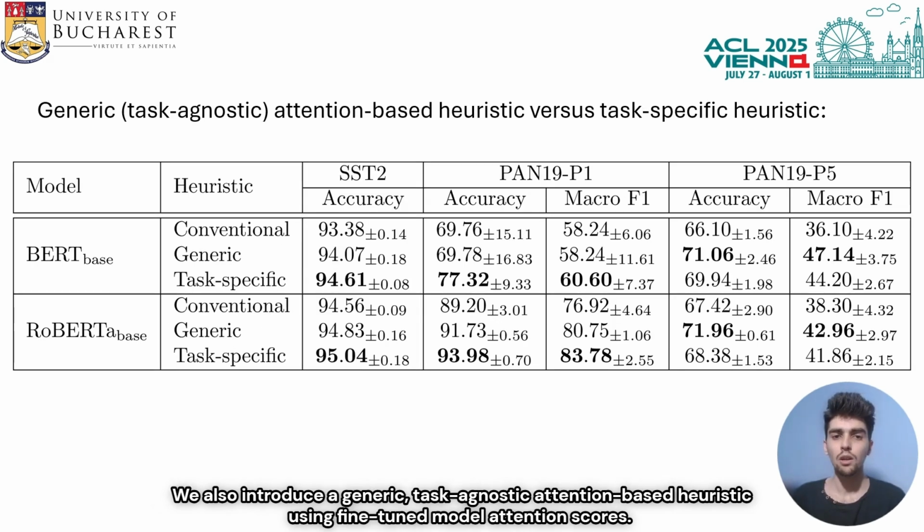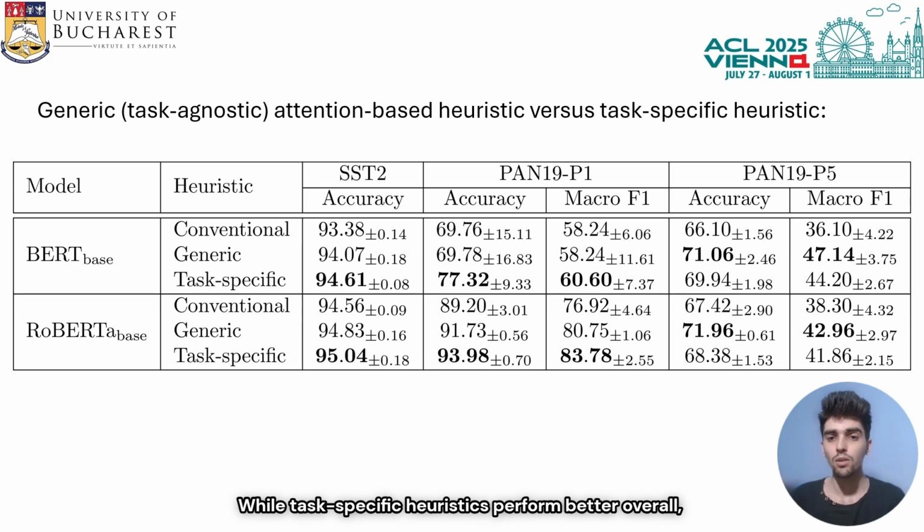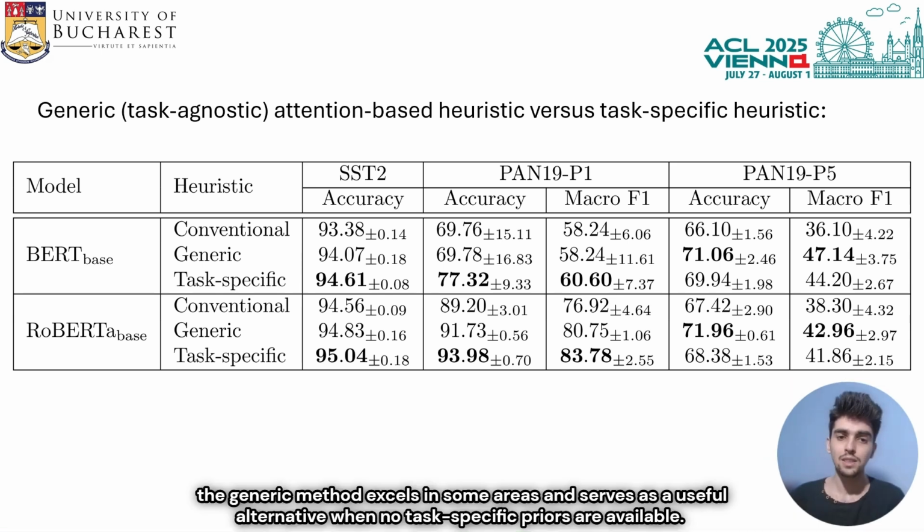We also introduced a generic task-agnostic, attention-based heuristic using fine-tuned model attention scores. While task-specific heuristics perform better overall, the generic method excels in some areas and serves as a useful alternative when no task-specific priors are available.